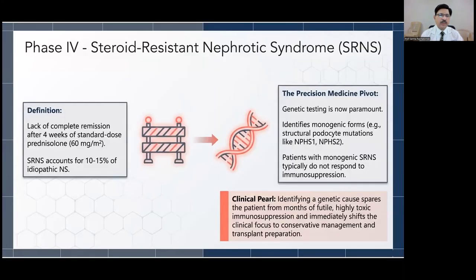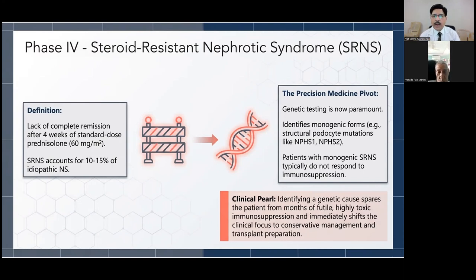Phase 4, steroid-resistant nephrotic syndrome. Lack of complete remission after 4 weeks. SRNS accounts for 15% of idiopathic nephrotic cases, and then comes the precision medicine pivot. Genetic testing is now paramount because he has not responded to the steroids. It identifies monogenic forms, structural podocyte mutations, NPHS1, NPHS2 mutations. Patients with monogenic SRNS typically do not respond to immunosuppression. That means if the patient has a genetic condition like NPHS1 or NPHS2, he will not respond to your steroid. He becomes steroid resistant nephrotic syndrome.